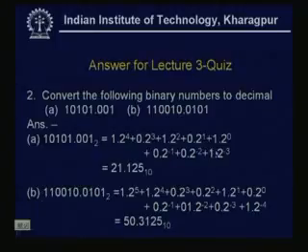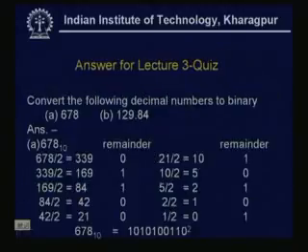If we do this computation, we get 21.125 in the decimal number system. Similarly, for the other one, we can get 50.3125 in the decimal number system. The third question was to convert the decimal numbers to binary.